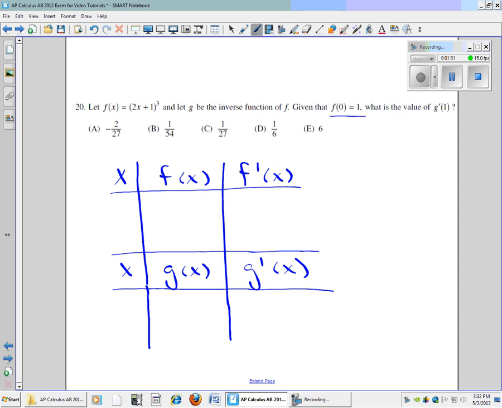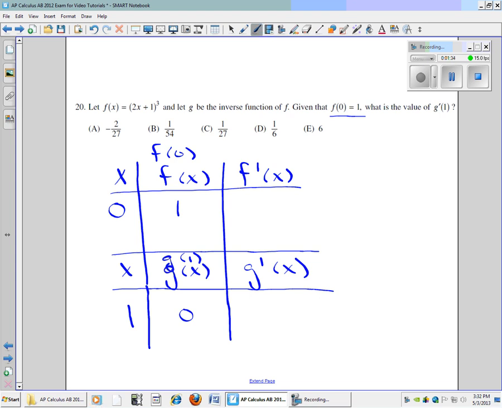f of 0 equals 1. So when x is 0, the y value, or f of 0, would be 1. Well, if g is the inverse of f, then the coordinates are reversed, and the x becomes 1, and the y value becomes 0. So this would become g of 1, and that would be equal to 0.